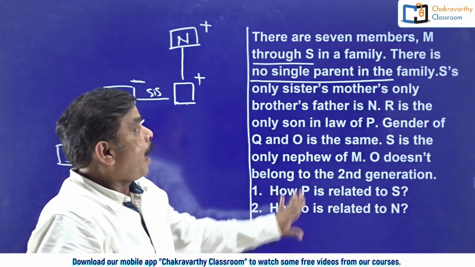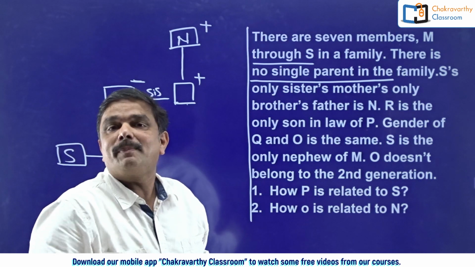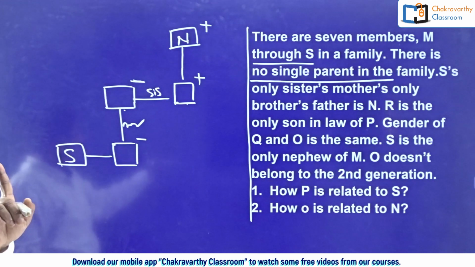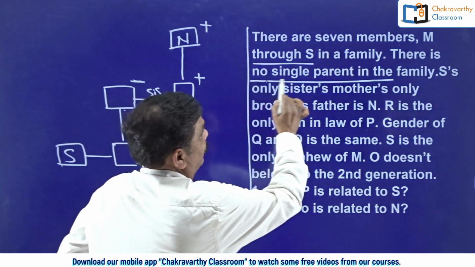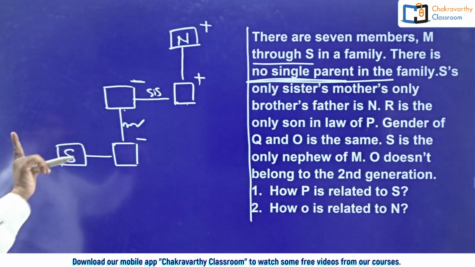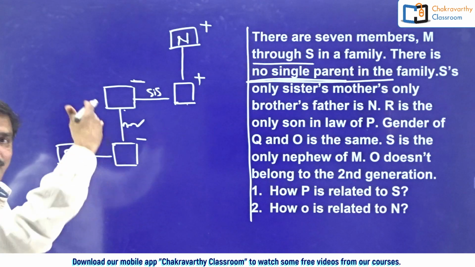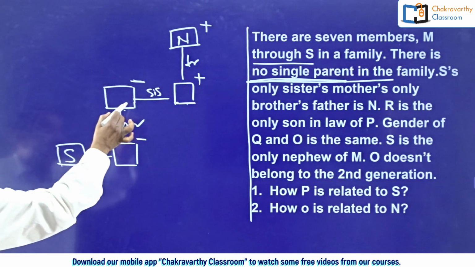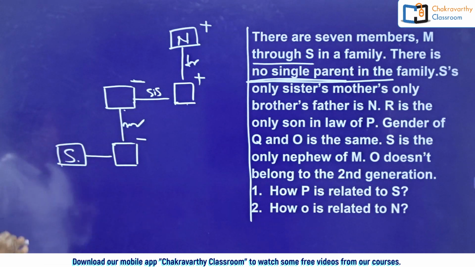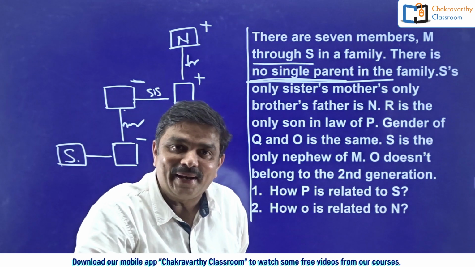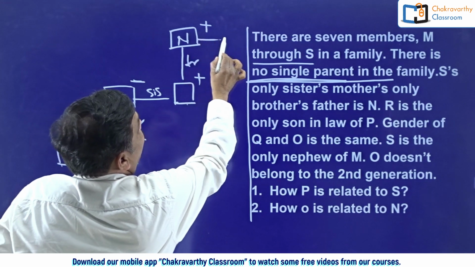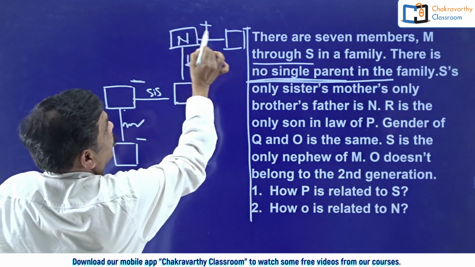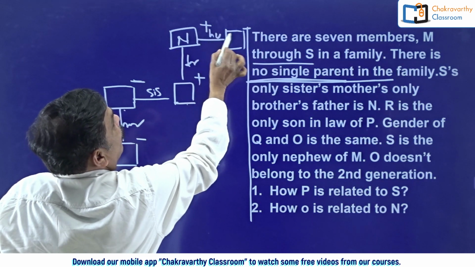But students, how many persons are there? Total 7 persons. How many have been depicted here? 1, 2, 3, 4, 5. Another 2 are left out. And the very important thing is that there is no single parent. When they have given no single parent, and you have shown that this person is the father of this person and this lady is the mother of these two, there shouldn't be any single parent. That means you must show N's wife here. That's a must. And N is the husband of this lady.